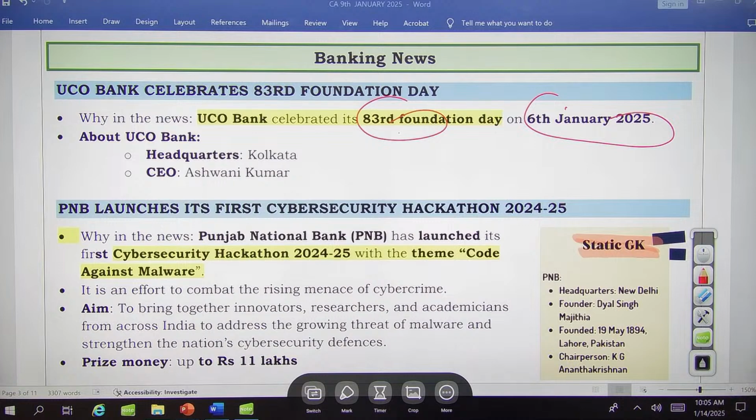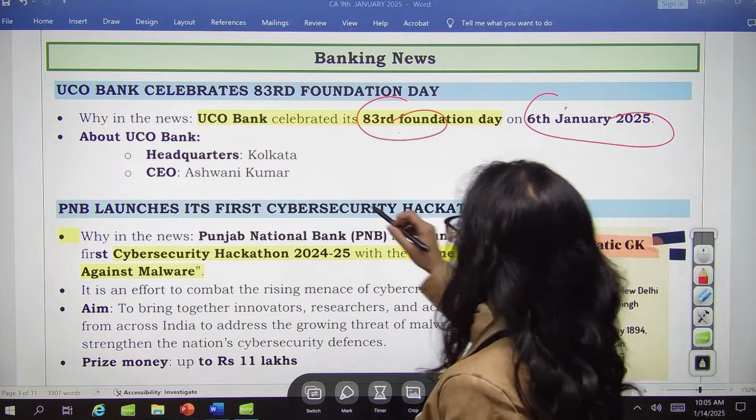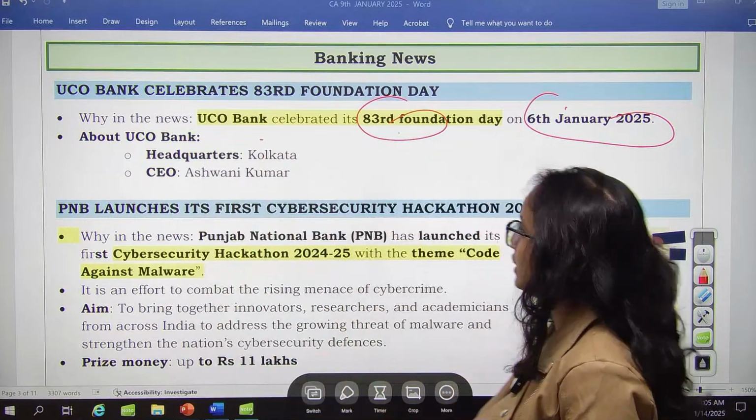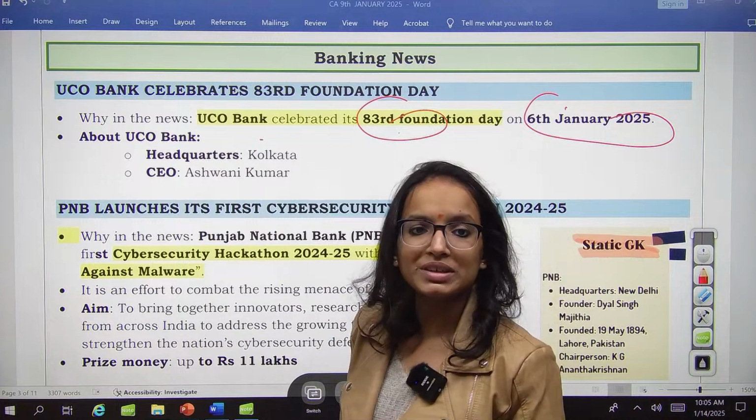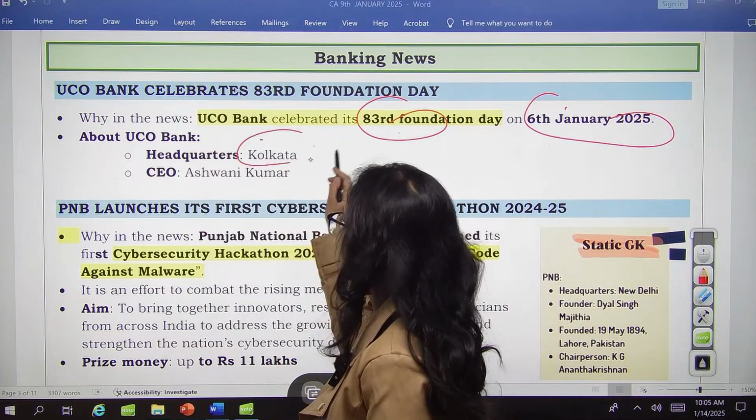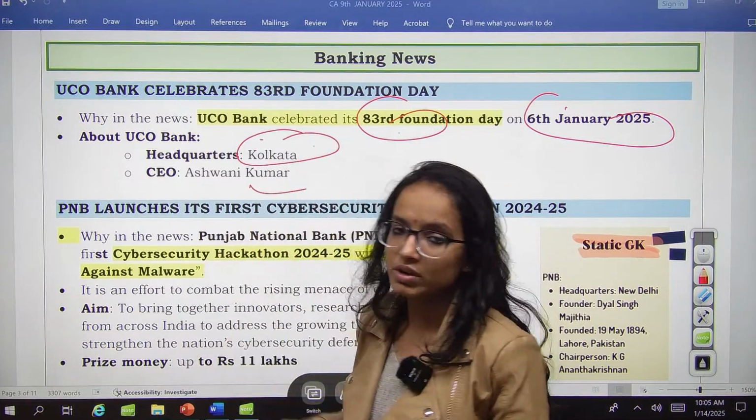Okay Anjali. So UCO Bank has celebrated 83rd Foundation Day, so the headquarters of UCO Bank would be important. Remember, it is headquartered at Kolkata and the present CEO is Ashwani Kumar.